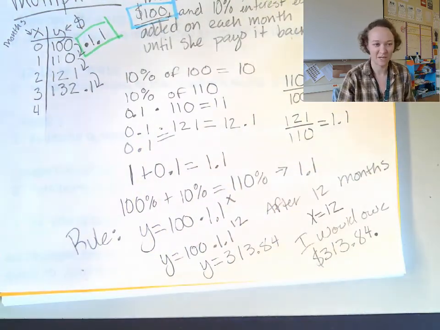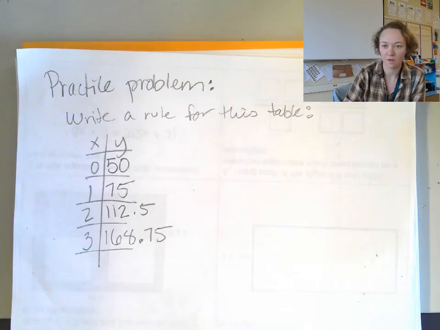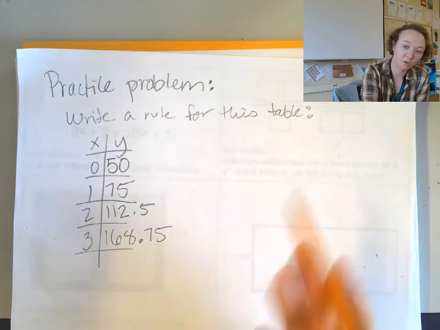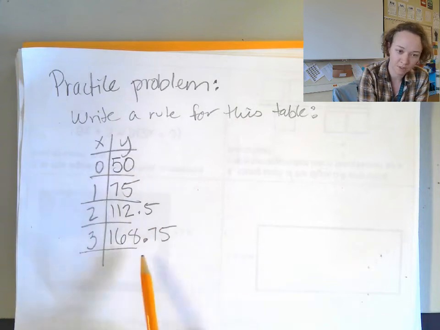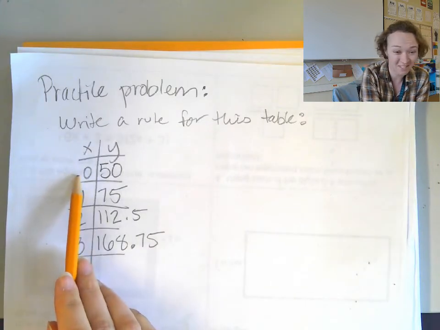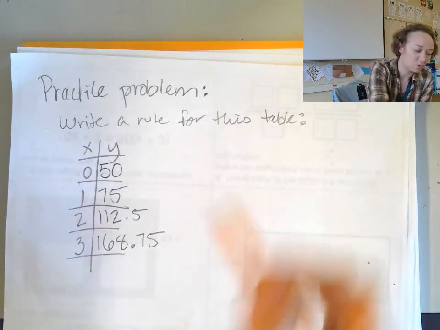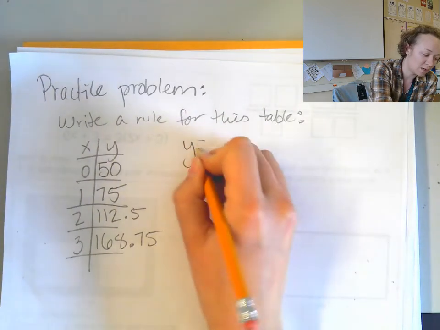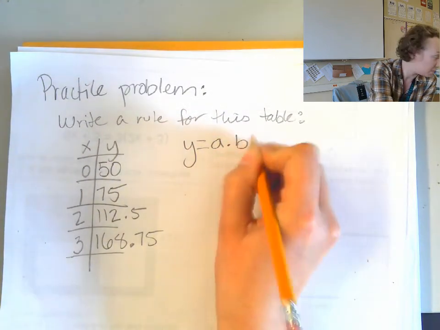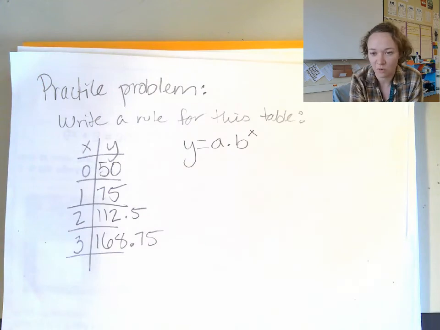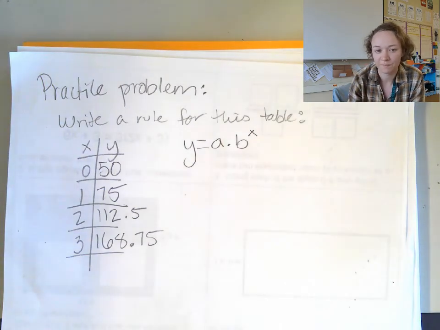All right, practice problem. For your practice problem, you're going to write a rule for this table. Notice it starts at 0. This is not a sequence. You are going to write it in y equals a times b to the power of x form. Good luck.